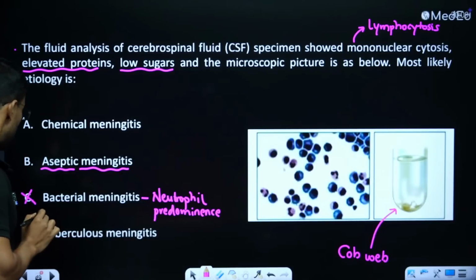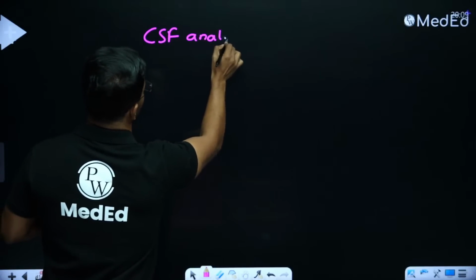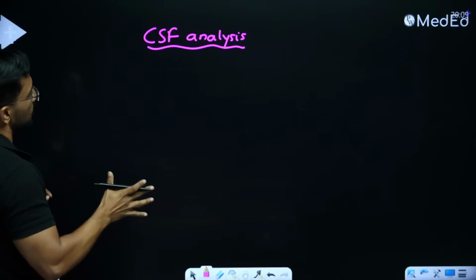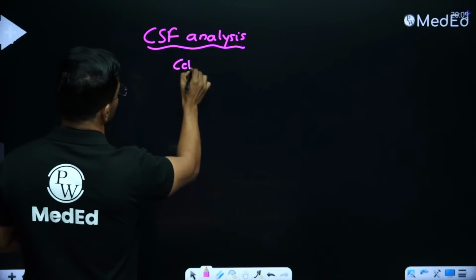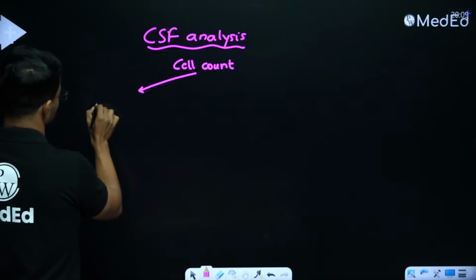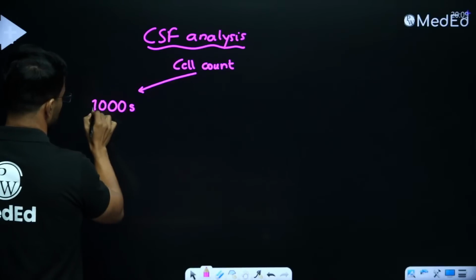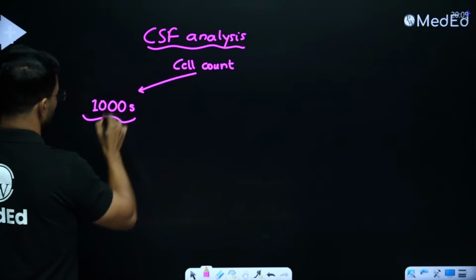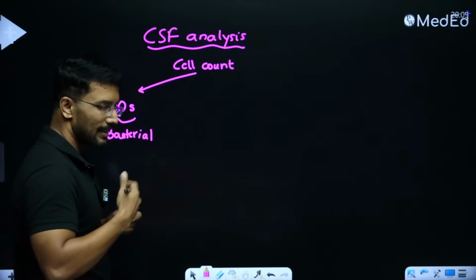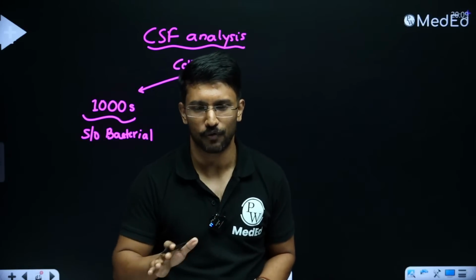Low sugar values. Please remember, when you have to interpret the CSF parameters quickly for the exam, I'll tell you a simple approach. First thing in the CSF analysis you should see is the cell count. If the cell count is in thousands, it is almost suggestive of bacterial meningitis. Means your cell count is, let us say, 5,000, 10,000, 15,000. It's always bacterial pyogenic meningitis, unlikely to be viral, tubercular or fungal. You don't see it in thousands.